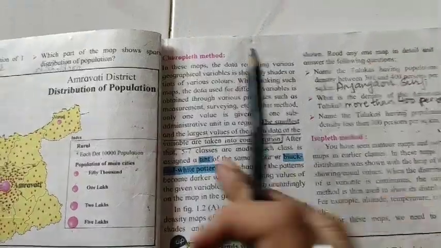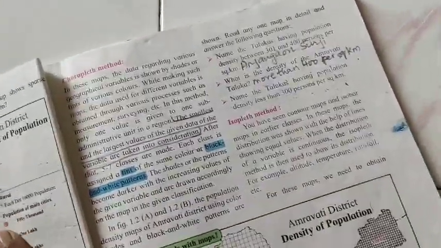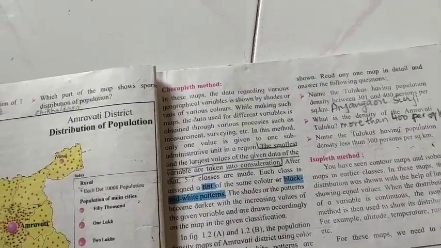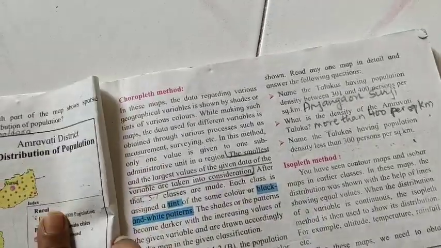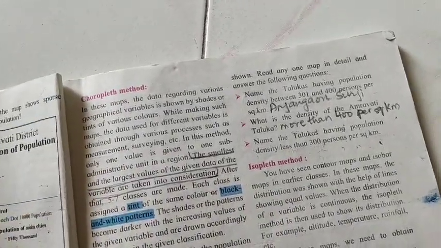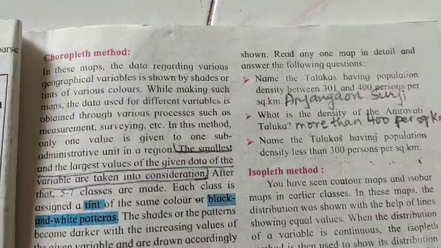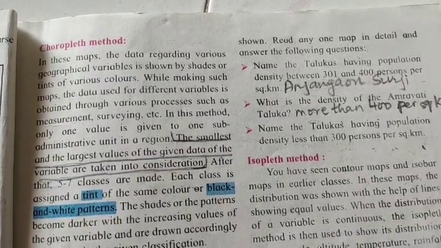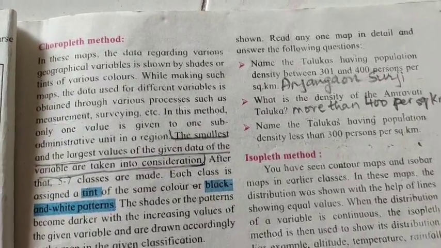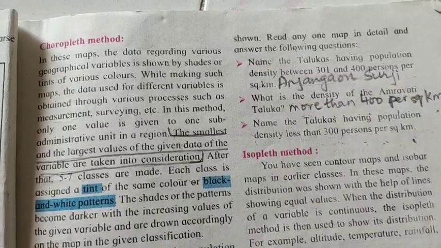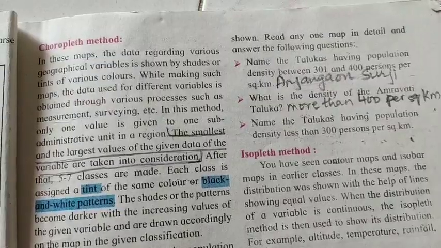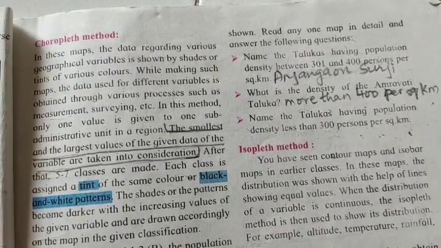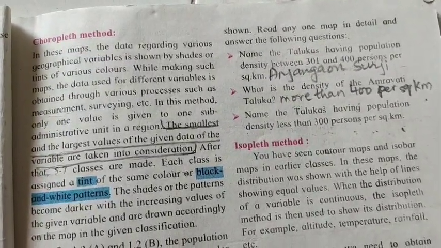We will first read whatever information is given in the textbook and try to understand it better with the help of the activity given here. Now, in the choropleth method, the data regarding various geographical variables is shown by shades or tints of various colors. So the variables that we are going to show will be shown in the form of shades, or in the form of black and white patterns.